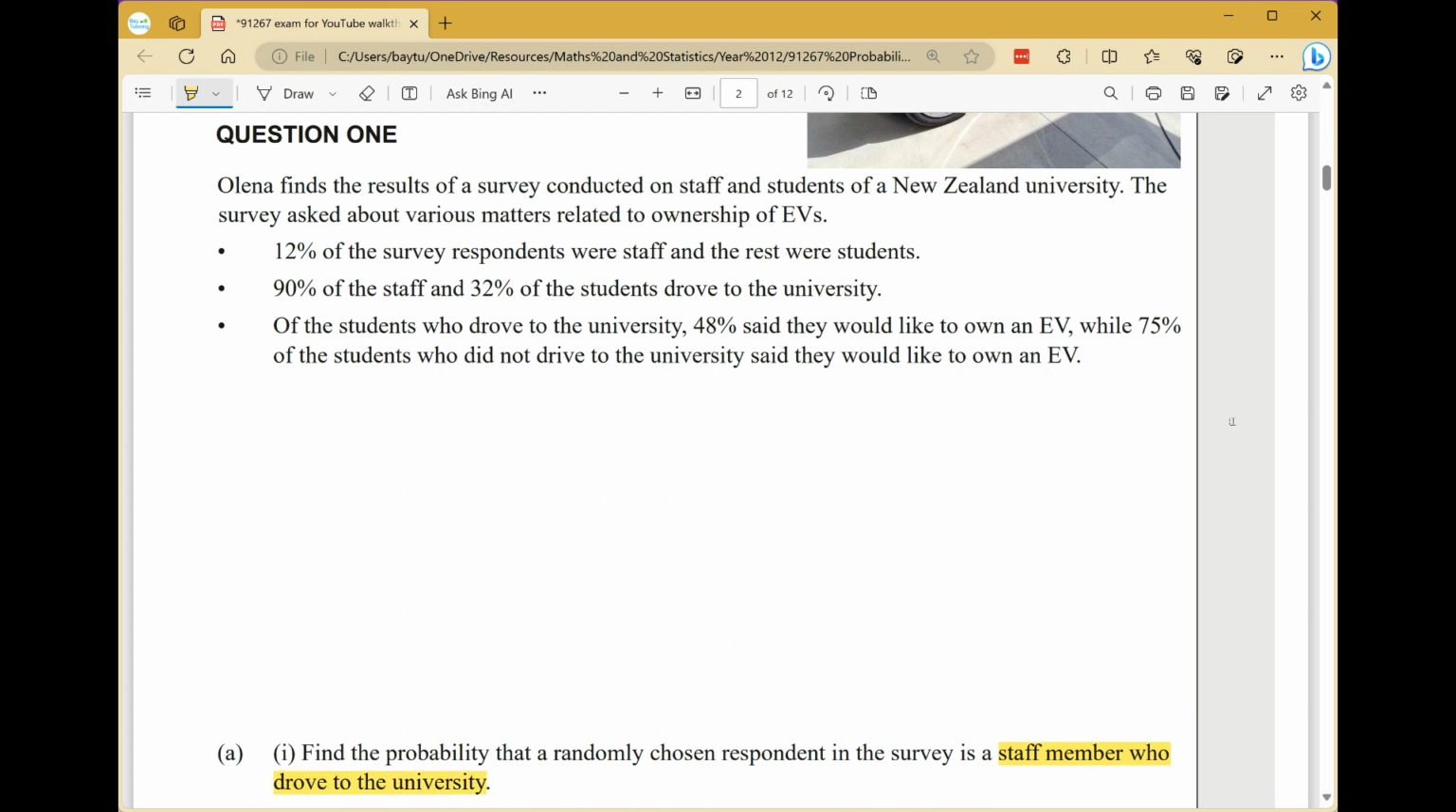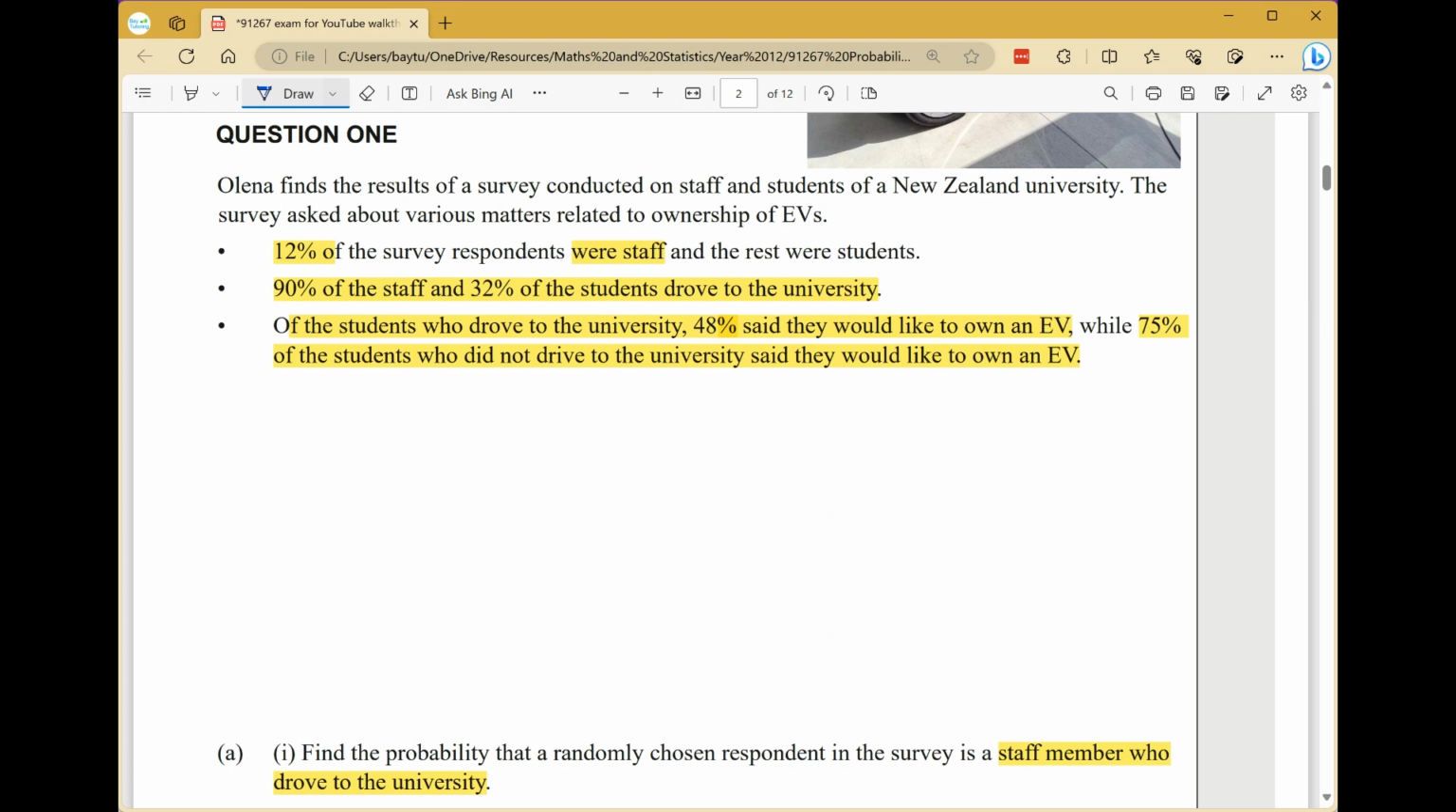Okay, so let's highlight the information we know. 12% were staff and the rest were students. 90% of the staff and 32% of the students drove. And 48% of the students who drove said they would like to own an EV. And 75% of the students who did not drive said they would like to own an EV. So we've got two sets of information here. We have got whether they were staff or students, and we have got whether or not they drove to university.